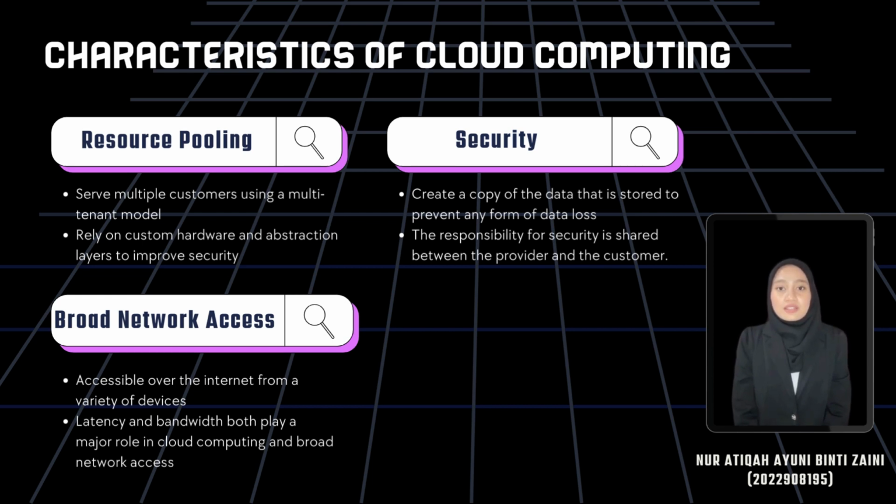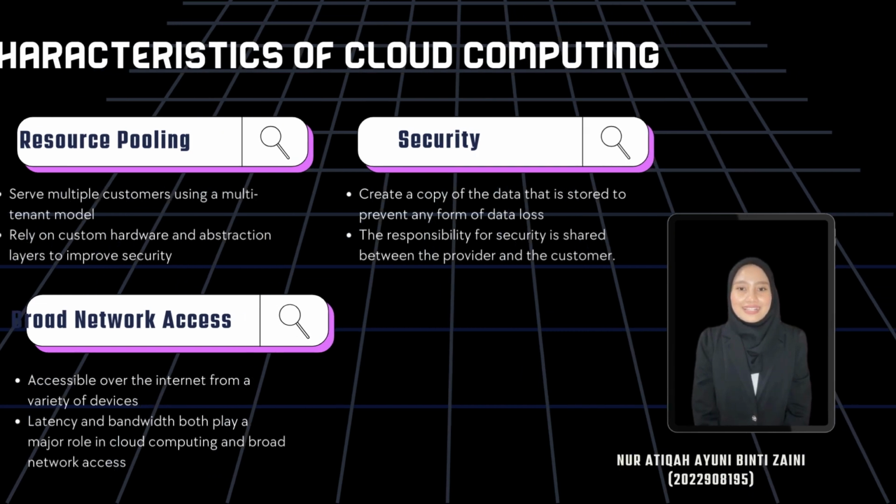Data security is one of the best characteristics of cloud computing. Cloud services create a copy of data that is meant to prevent any form of data loss. If one server loses the data by any chance, the copy version is restored from the other server. This feature comes in handy when several users work on a particular file in real time and a file suddenly gets corrupted. However, the responsibility for security is shared between the provider and the customer.